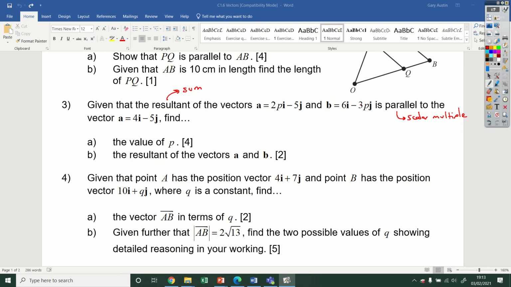But if I give you a quick example, I can hopefully give you a clue as to what to do to figure out p. So let's suppose that you end up with 5i plus, let's just call it xj for now, for our unknown x. And then we've also got 15i minus 24j. Okay, let's suppose that these two vectors are parallel.